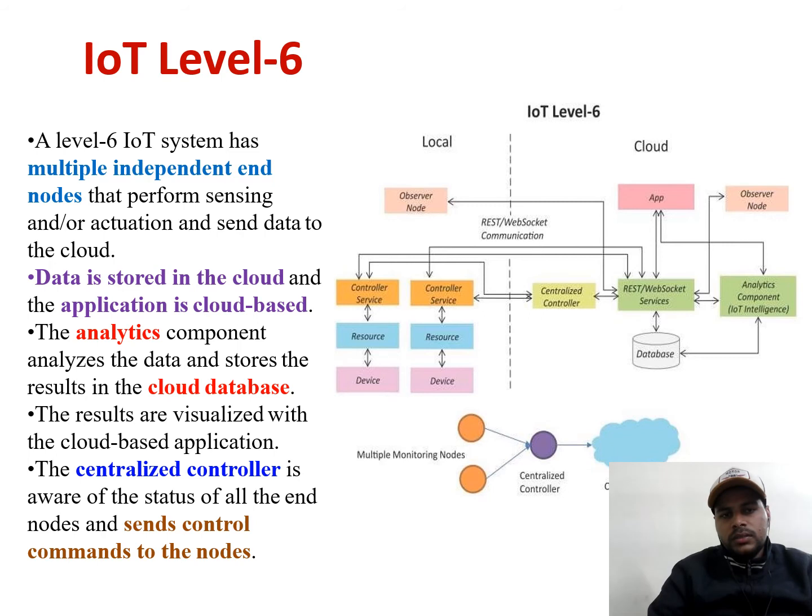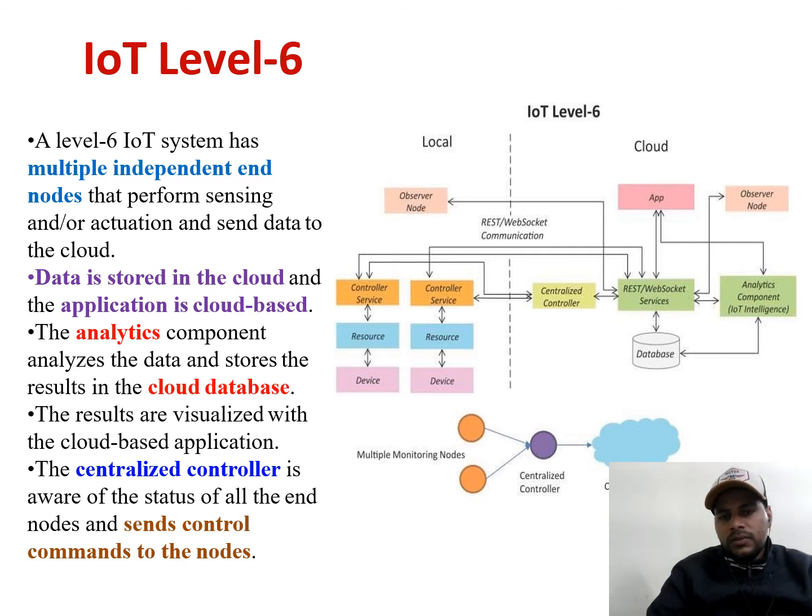IoT level 6. A level 6 IoT system has multiple independent end nodes that perform sensing or actuation and send data to the cloud. Data is stored in the cloud, and the application is only cloud based. The analytics component analyzes the data and stores the result in the cloud database. The results are visualized with the cloud based application. A centralized controller is used, which is aware of the status of all end nodes and sends control commands to the nodes.